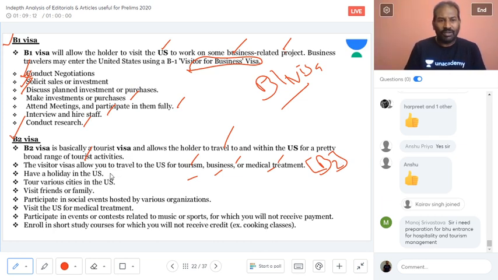And then they can have a holiday in the US, they can tour, or they can visit their friends and families, even that takes place.